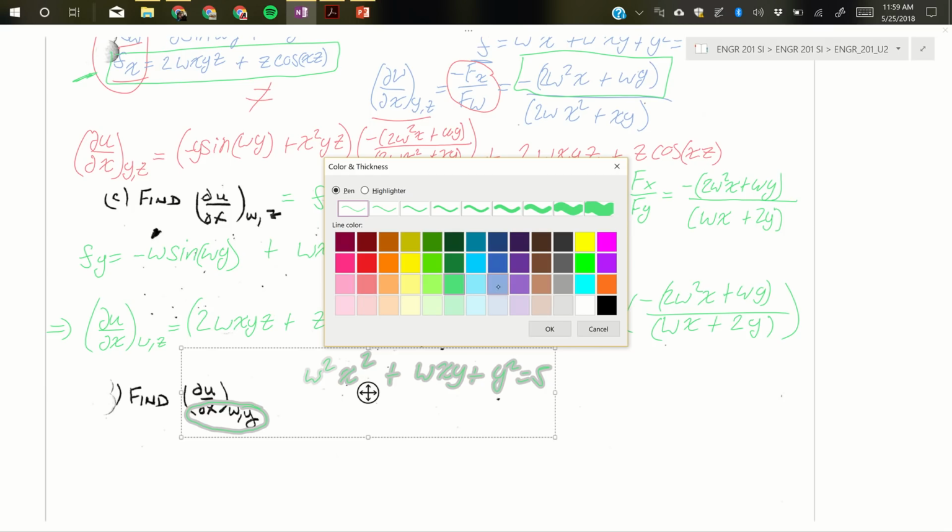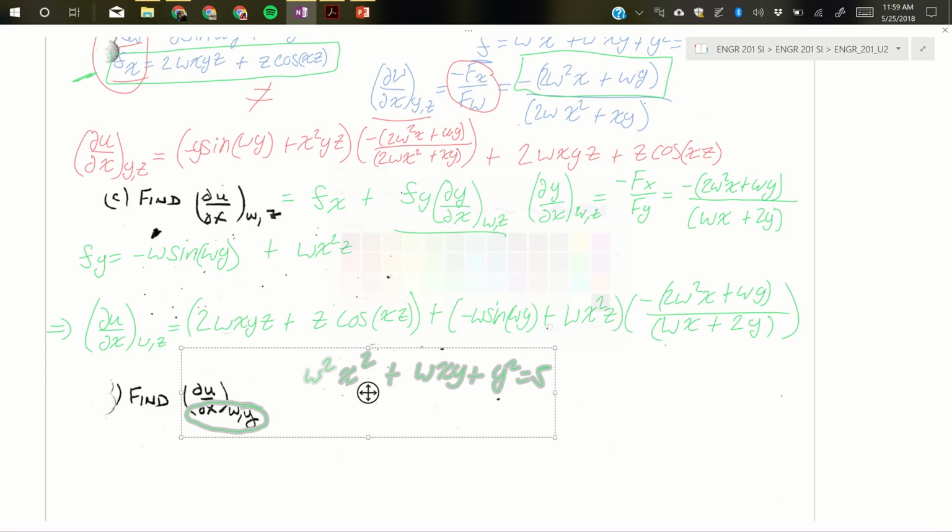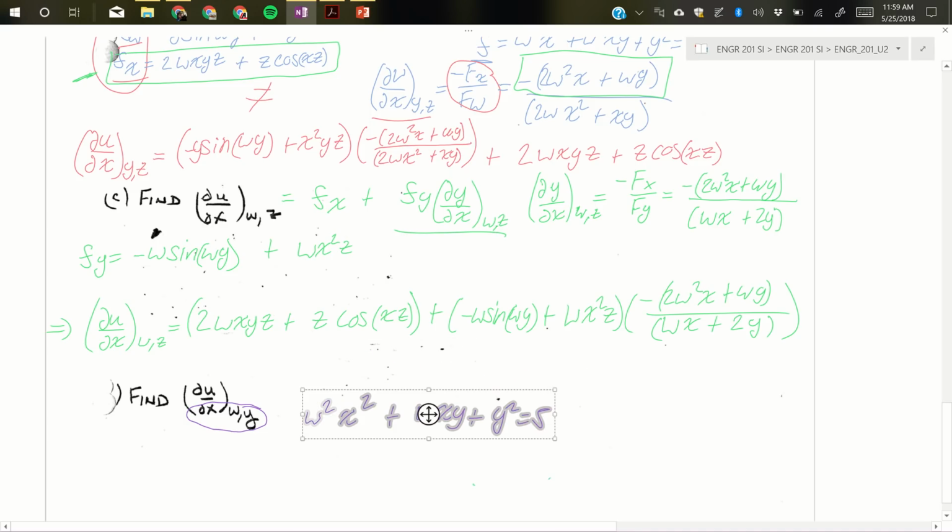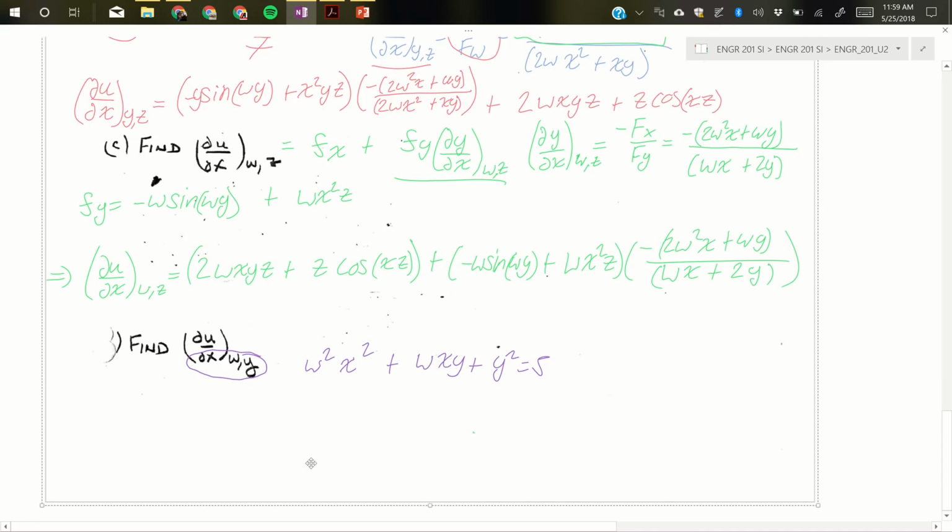Let's make this purple. So this is our constraint. Now if you notice, in our constraint we have w, so we have x, we have w, and we have y. And all three of these, w, x, y.